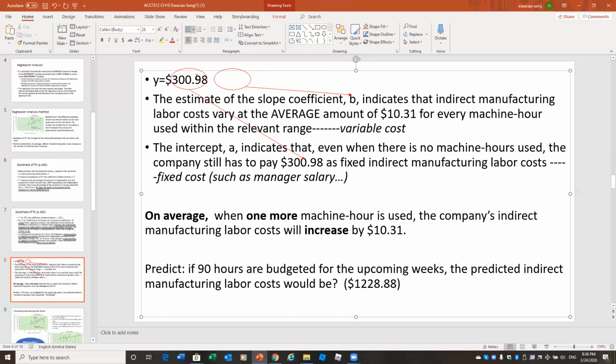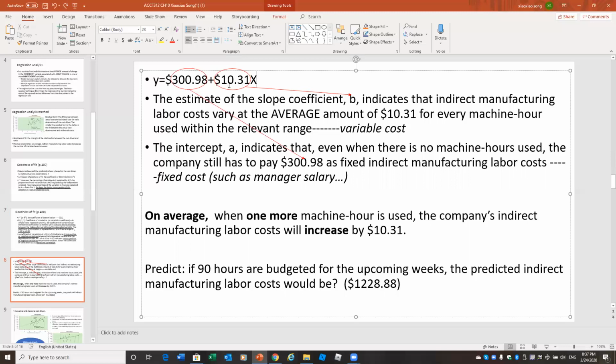Let's say you have a hotel. No matter whether people come or not, you have the insurance, so that will be the fixed cost. But we also have the variable cost. If you have more customers, they turn on the light, then you have to pay more bills. The electricity bill is the variable cost. So one more customer turning on the light will have your predicted utility bill increase by $10.31. This is the average.